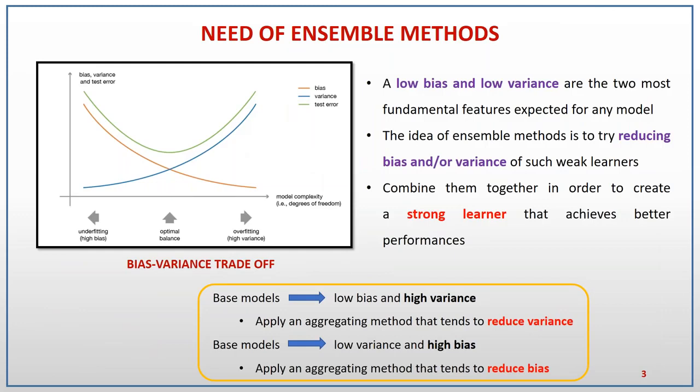So what is the need of ensemble methods? Here the base models are the decision trees. When the base models have low bias and high variance, then we want to reduce the variance, so we will be using random forest. If the base model is showing high bias, we need to reduce the bias, and we will be using sequential models such as gradient boosting. Here we need to maintain the bias and variance trade-off. This side it will be underfitting, this side it will be overfitting. You need to maintain the balance. We'll combine all the decision trees together in order to create a strong learner that achieves better performance.